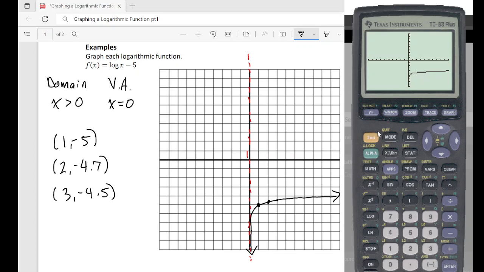Now again, if you don't have the table function, not to worry, we can just type in our numbers the old-fashioned way. We can just do log of 1 minus 5, and there's negative 5. Then we can do log of 2 minus 5, which gets you the same negative 4.7 rounded. And we can do log of 3 minus 5 and get negative 4.5 rounded. Now make sure you close the parentheses off, because if you don't, it will give you an answer and it will be wrong. So be mindful of the parentheses, especially when it comes to logs.